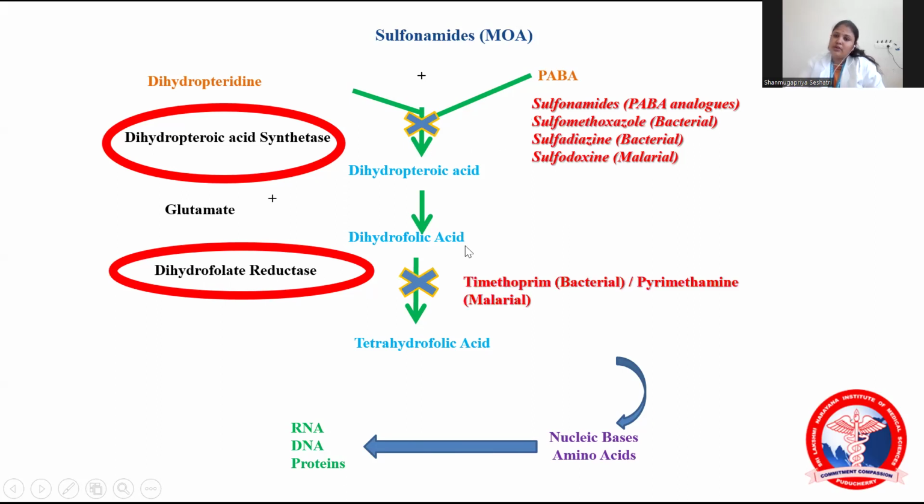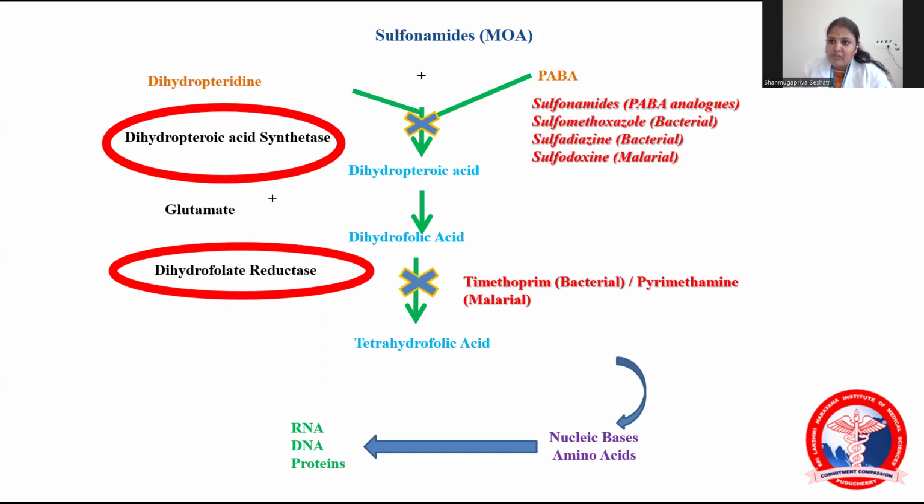So as I already told you, there are some drugs which are used in combination with sulfonamide. The drugs are trimethoprim and pyrimethamine. Trimethoprim is an antibacterial agent, whereas pyrimethamine is an antimalarial agent. They act as antibacterial or antimalarial agents by inhibiting the dihydrofolate reductase enzyme.